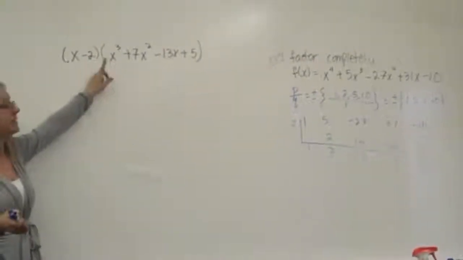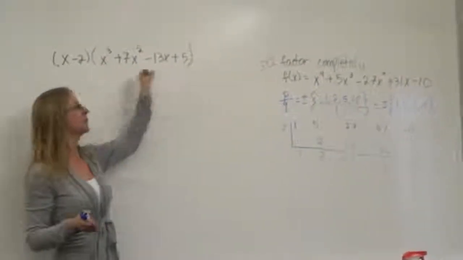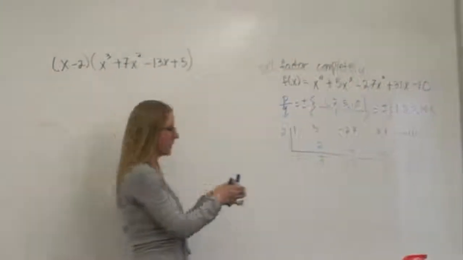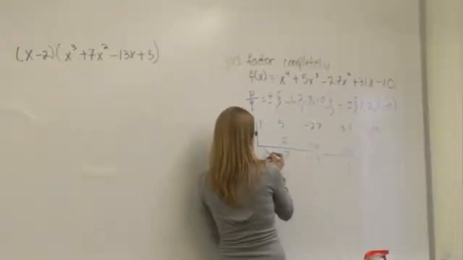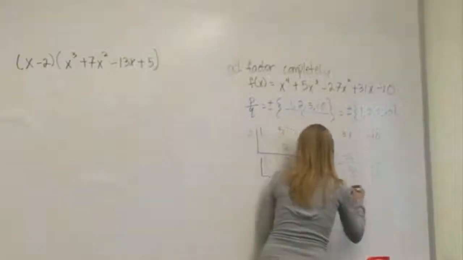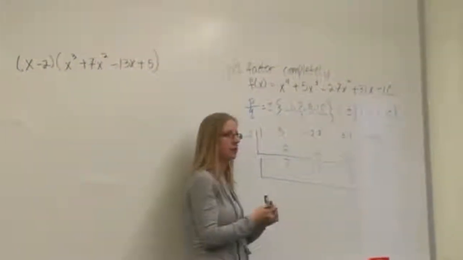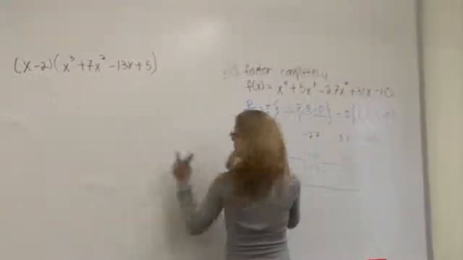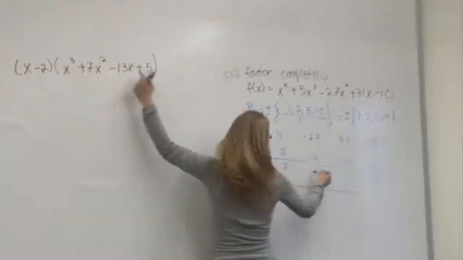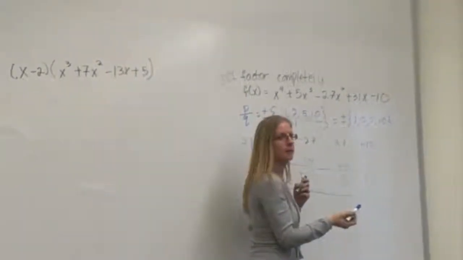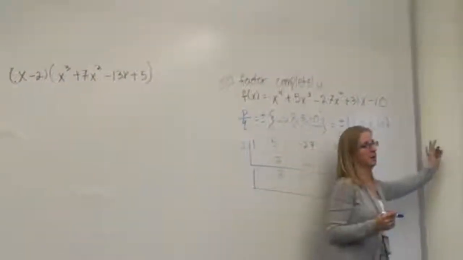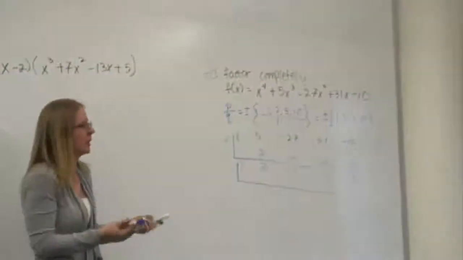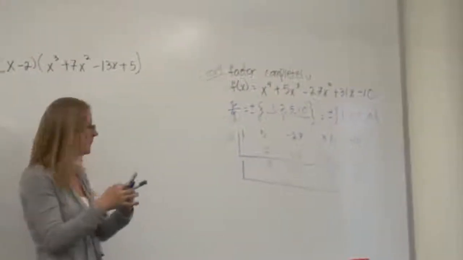Now I've got to factor this cubic. So I need to do synthetic division with it. Instead of rewriting my synthetic division, I already have it here. I'm just being lazy. So the coefficients are 1, 7, negative 13, 5. Not the 0, because that was the remainder. I'm not saying you have to do it that way. You can rewrite the division.